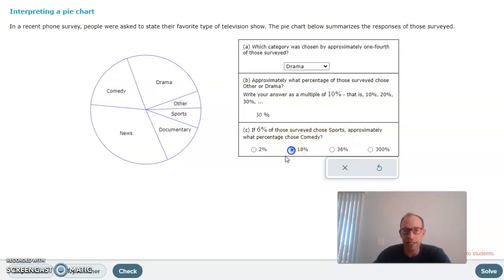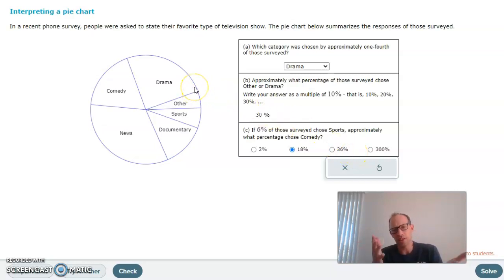In that case, it's looking like it's only 3 of those sports slices that could fit in. If you drew this on a piece of paper, cut it out, and took that sports slice, it would fit into comedy only 3 times. We could also see that the angle for comedy is less than 90 degrees. So like we talked about before, it has to be less than 25% of the data. So 36% would not be reasonable.